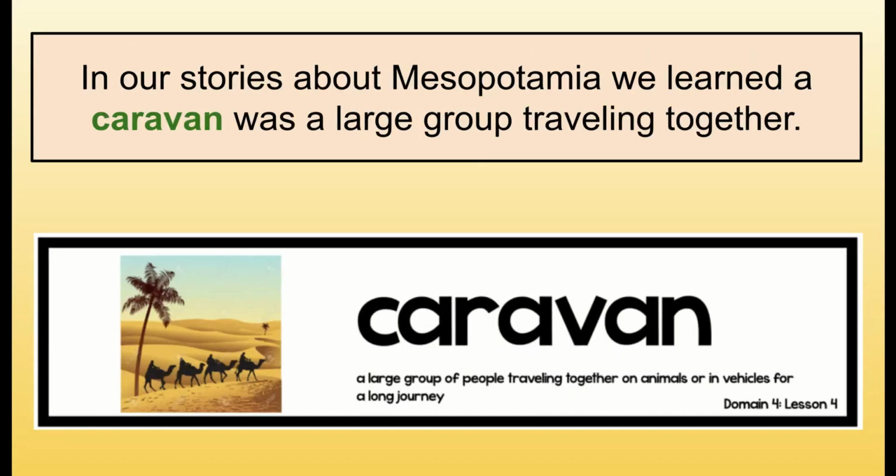In our stories about Mesopotamia, we learned a caravan was a large group traveling together. This group can be people, animals, or vehicles for a long journey.